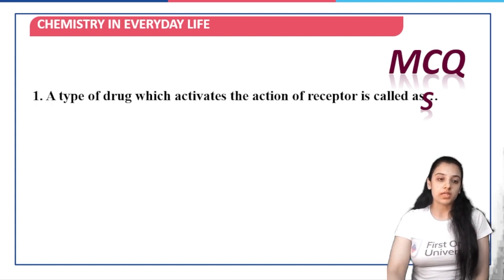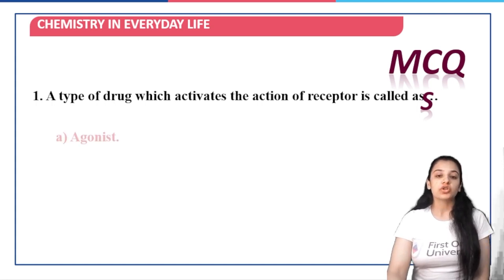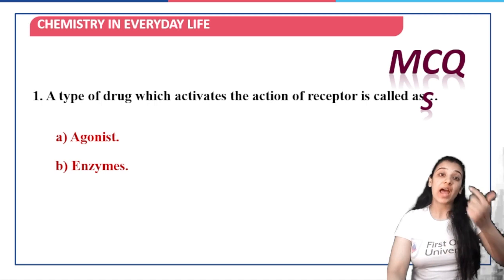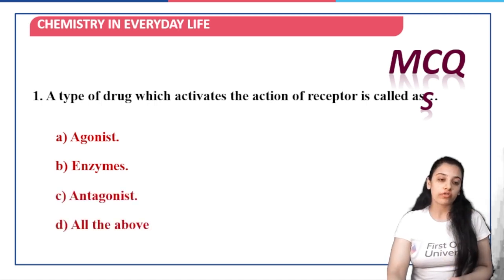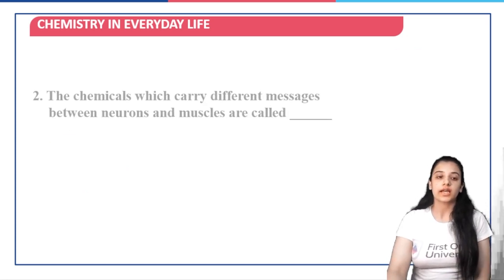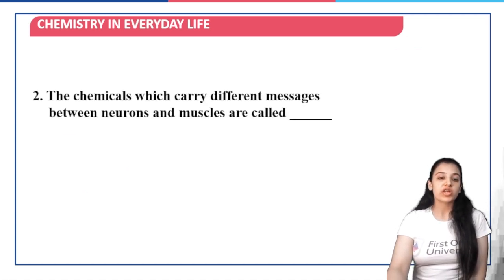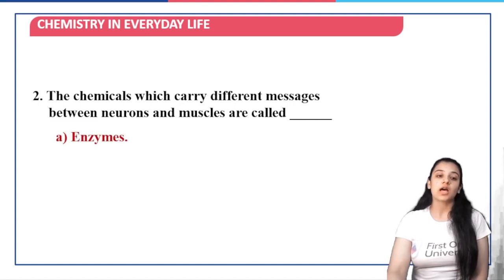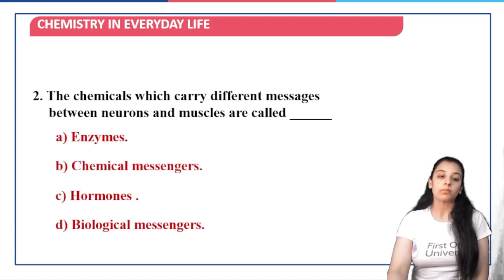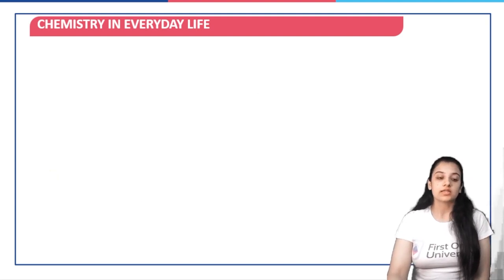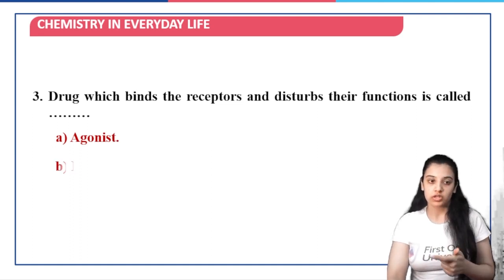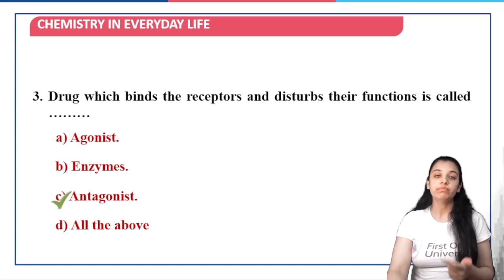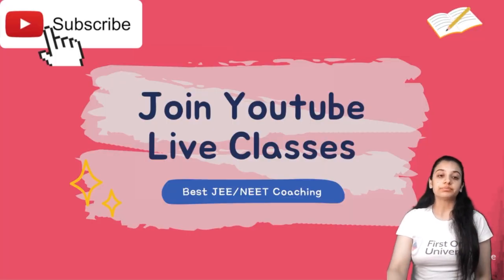So let's have a look at a few MCQs. A type of drug which activates the action of a receptor is known as: agonist, enzymes, antagonist, or all of the above? It is agonist, so option A is the correct answer. Next, the chemicals which carry different messages between neurons and muscles are known as enzymes, chemical messengers, hormones, or biological messengers. They're known as chemical messengers, so option B is the correct answer. Next question: a drug which binds the receptor and disturbs its function is an antagonist. Option C is the correct answer.